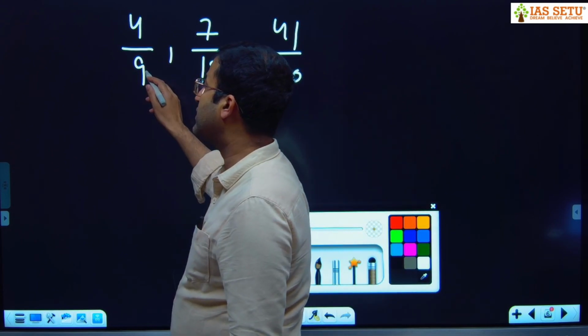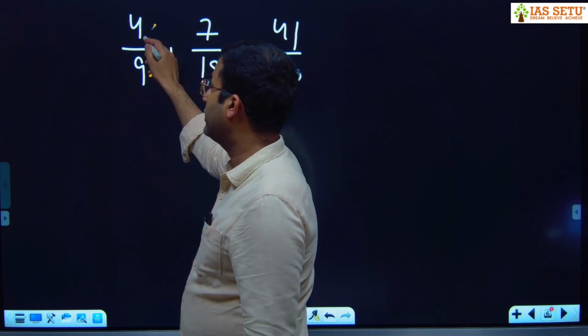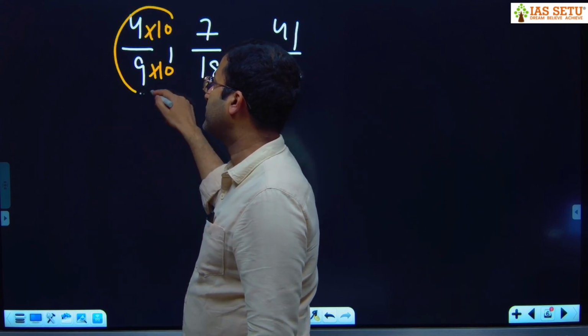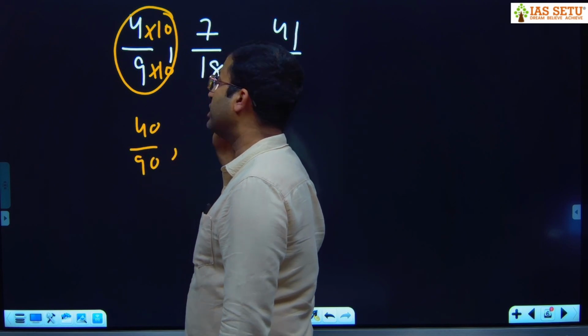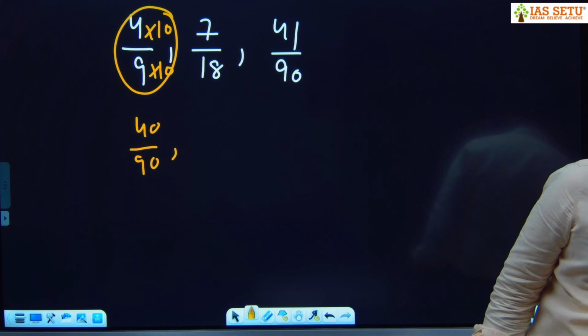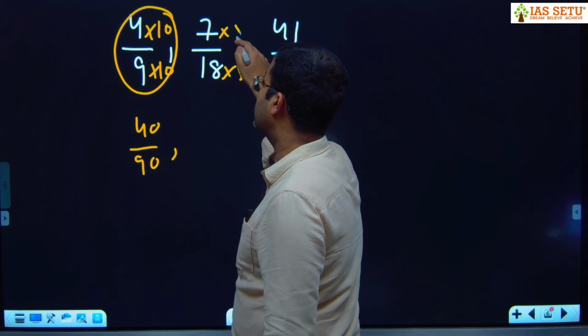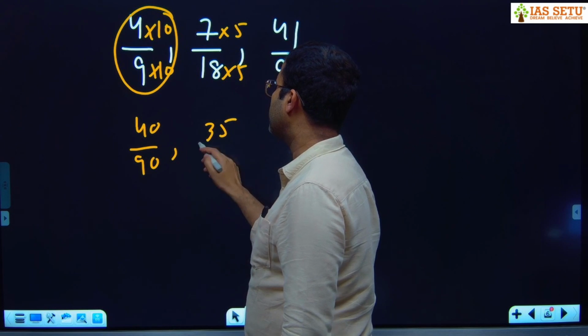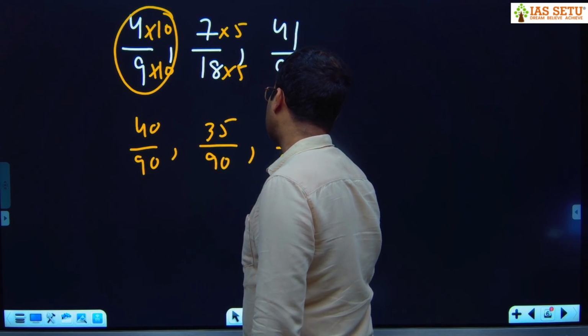Tell me how this 9 will become 90. You have to multiply with 10. Here also you have to do the same operation. So it is 40 upon 90. How will this 18 become 90? You have to multiply it with 5. So we will multiply this by 5. Here it is 35 upon 90. Now this is 41 upon 90.